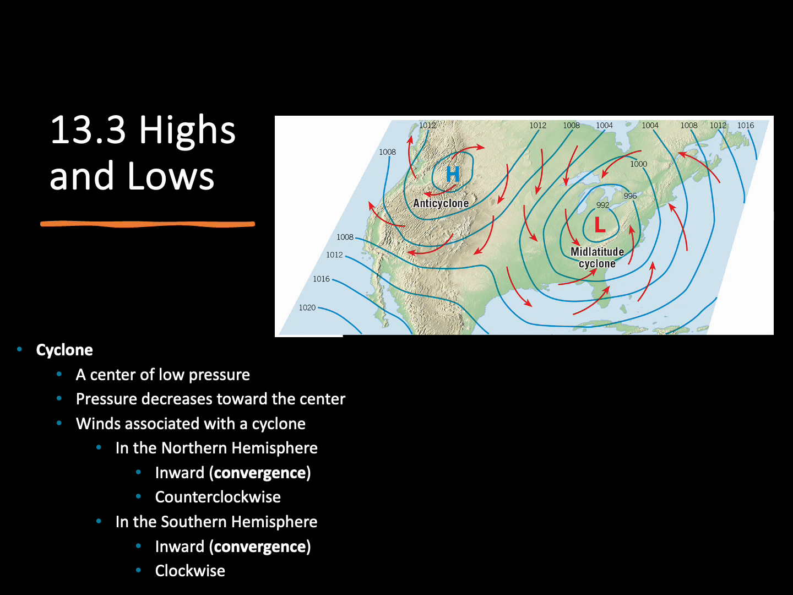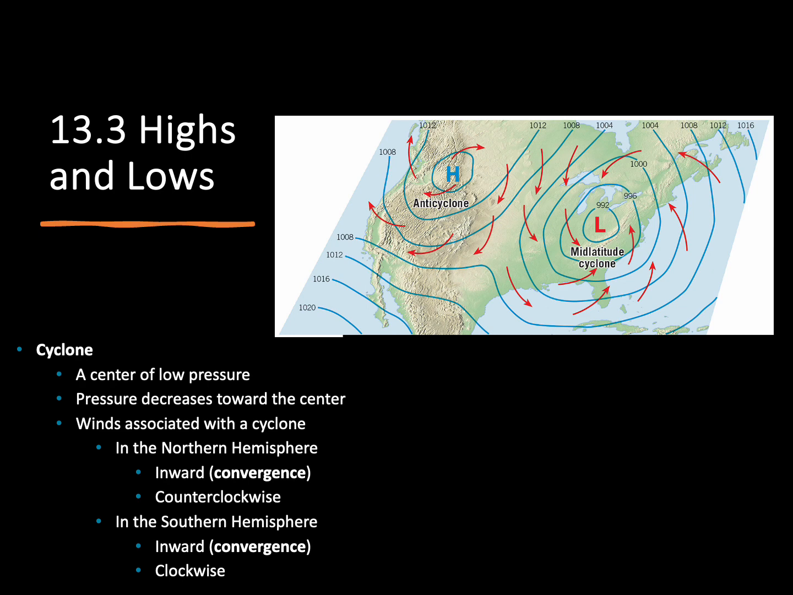So these are centers of low pressure, or low atmospheric pressure, and the closer we get towards the center, we're going to see that the air pressure is going to get lower and lower. But we're going to see that the winds with our cyclones and anticyclones are going to spin in different directions depending on whether it's a high or low pressure, as well as depending on whether we're in the northern or the southern hemisphere.